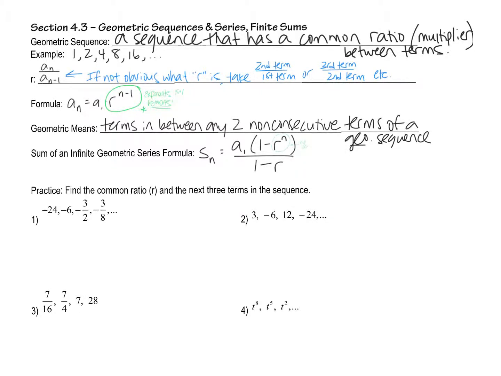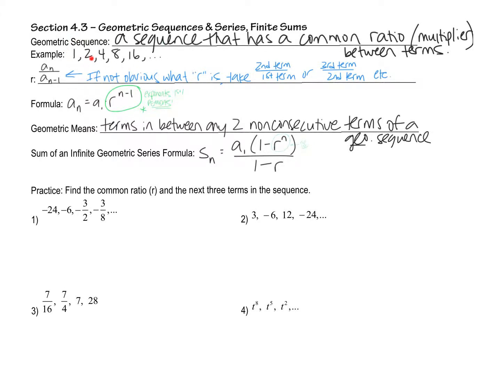Hey guys, I'm on section 4.3, so now we have geometric sequence and series. The first 2 days of the chapter we spent doing arithmetic sequences and series, which is when you add or subtract a certain number each time. But a geometric sequence and series has a common ratio, aka it's when you multiply each term to get the next term. So there's a very basic example.